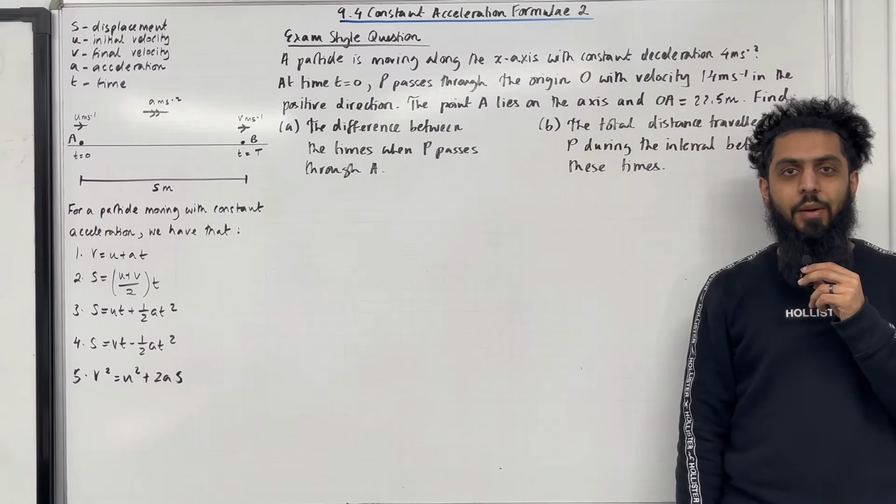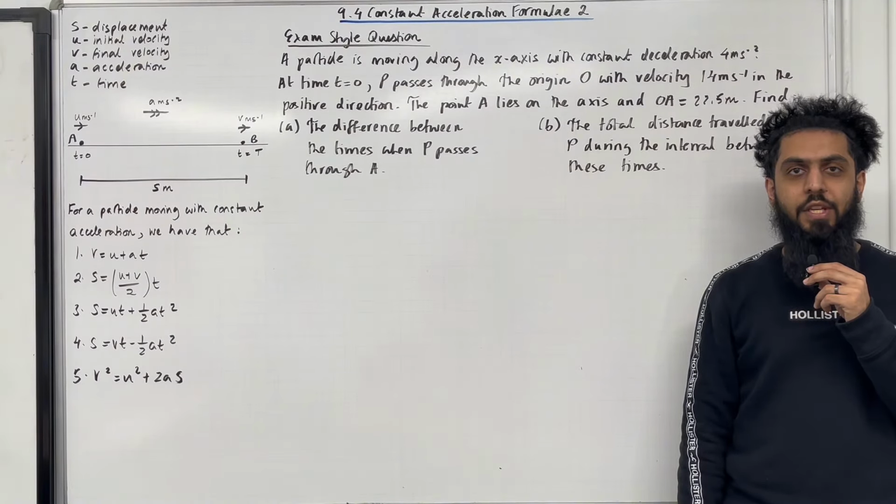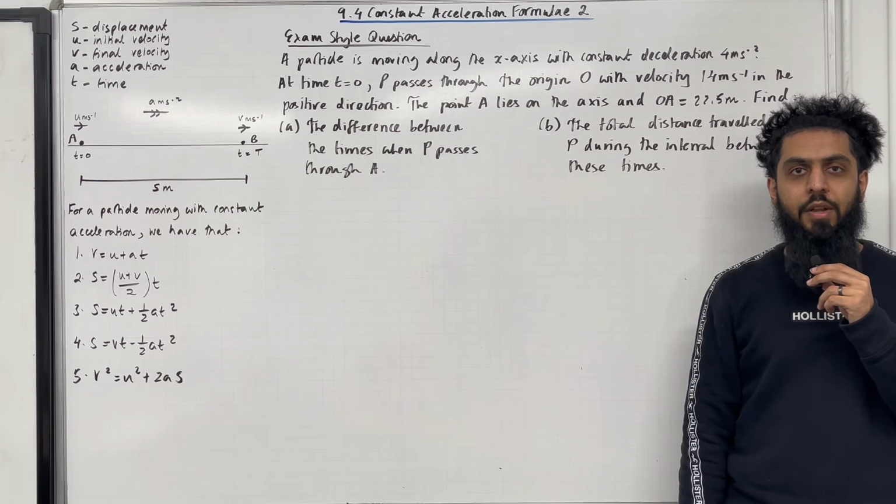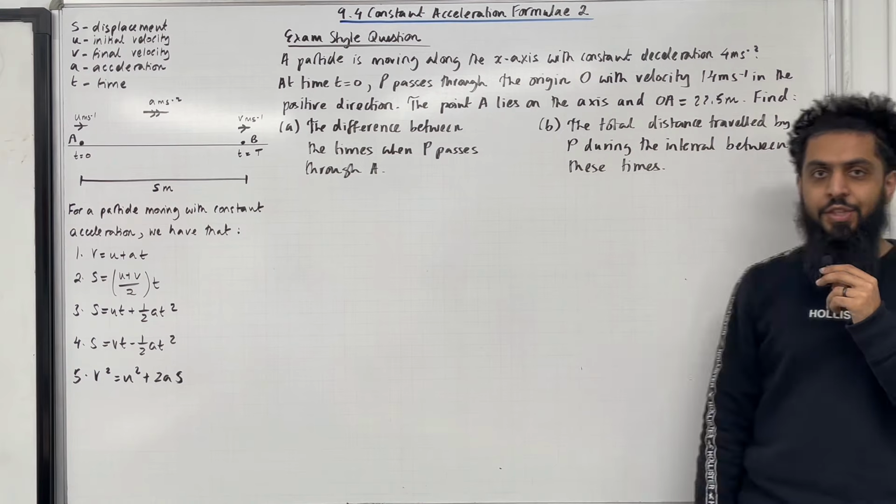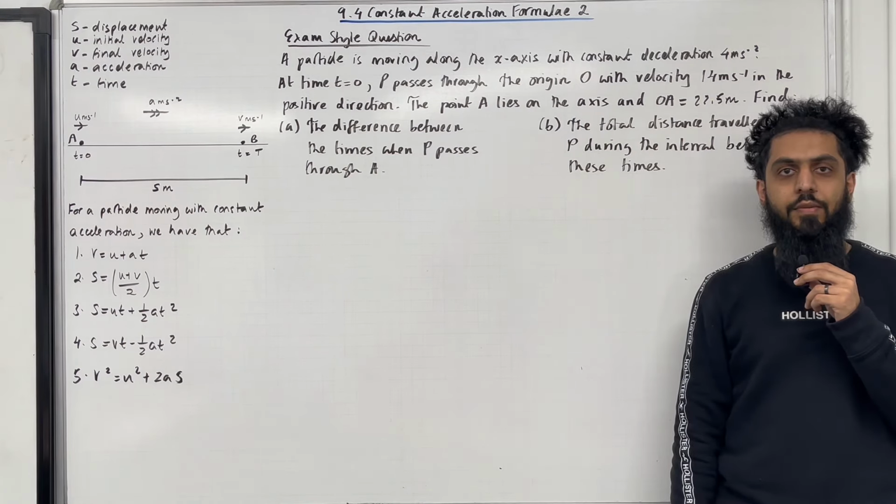Welcome back. In this teaching, we are looking at 9.4 constant acceleration formulae 2. 9.4 is in chapter 9, section 4 of the Pearson A level Mastering Mathematics textbook. This video is an extension to my video on 9.3 constant acceleration formulae 1.